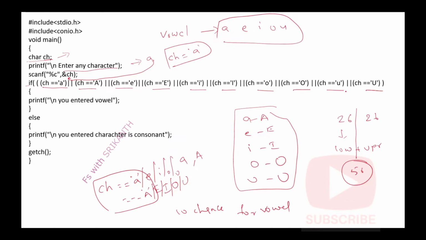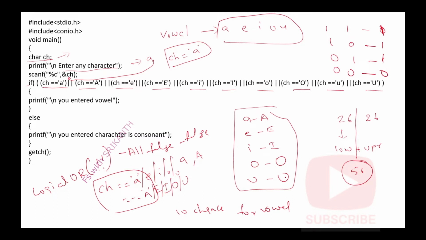What is meant by logical OR? When all conditions are false, it will be false. Otherwise, true. If one is true, another false, it is true. One false, another true, it is true. And if both are false, it is false.